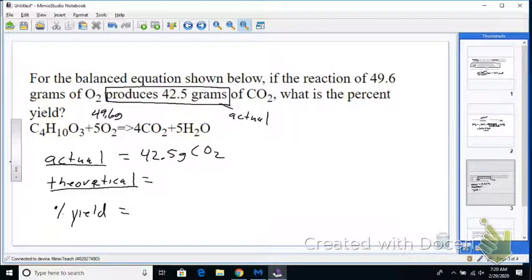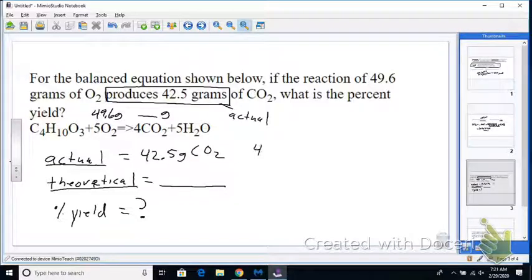Now, we're asked to find the percent yield, but the theoretical is not given to us. Well, we can find it by doing a mass to mass. This is a nice one because our formula masses aren't real big, and a lot of them you already know because we've been using them so much. So to find a theoretical, we just do a mass to mass.